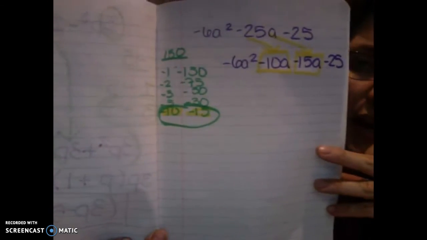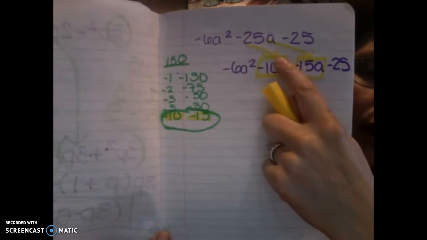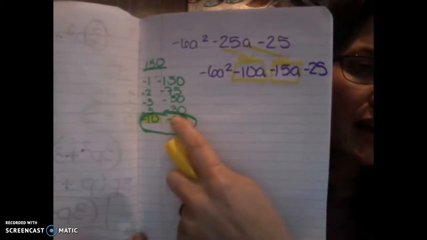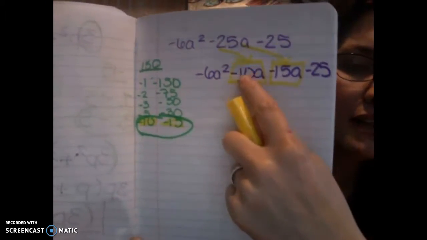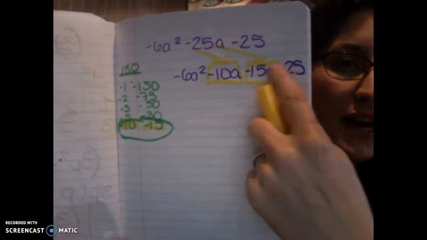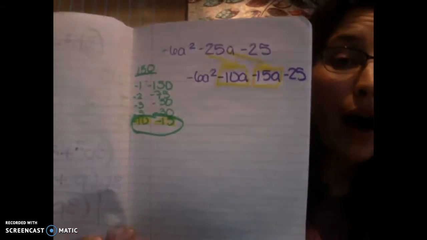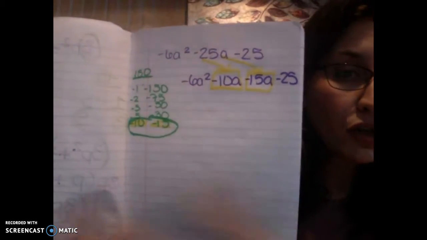Let's see if you can see here. All right. Again, negative 25a is my b in my equation. The factors I have are negative 10 and negative 15. Is negative 10a subtract 15a equivalent to negative 25a? Yes. So I'm rewriting this correctly, just wanted to show you.